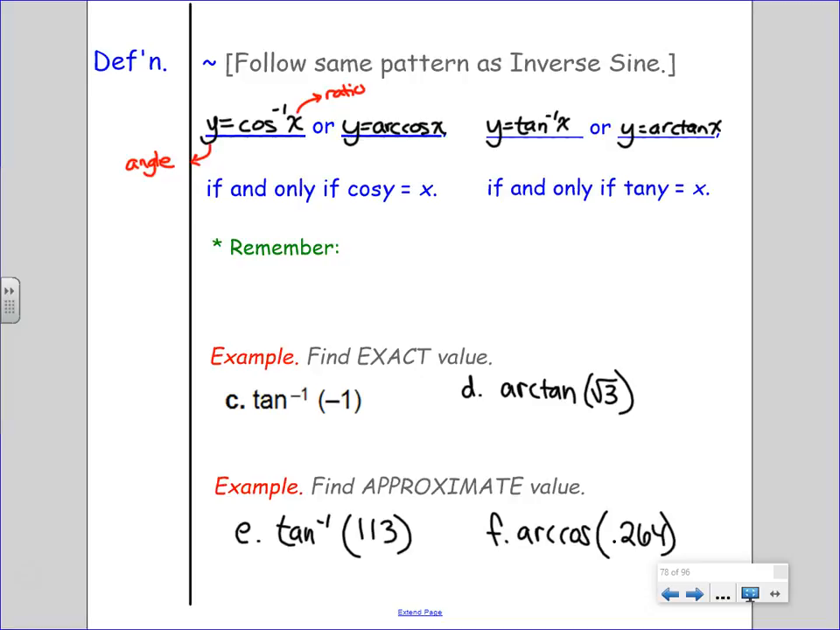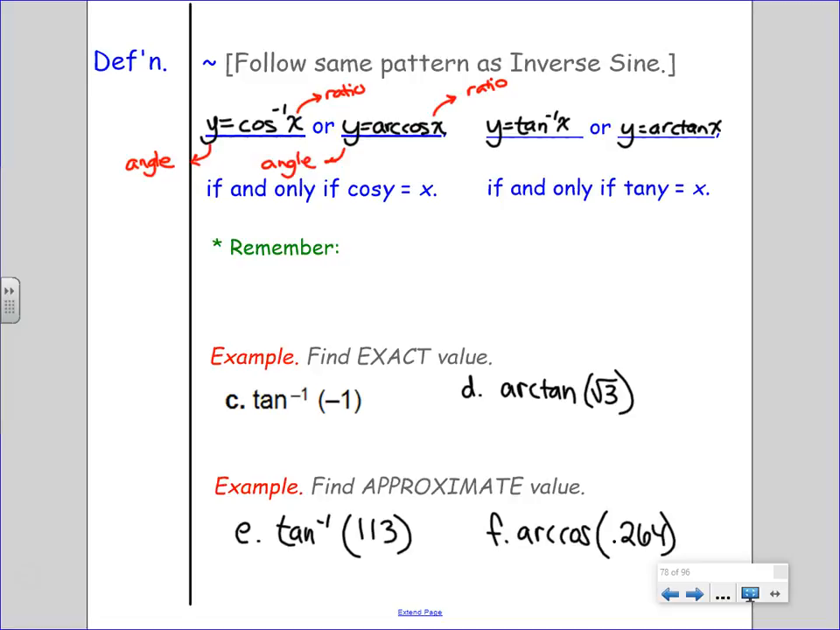But if it's unit circle, I'll know it, because I'll just go backwards from the unit circle. If it's 50 numbers, well, I'll have to use my calculator. Give me a ratio, I'll give you an angle. And guys, one more time, whether it's arc cosine or whether it's cosine with a little -1, that does not mean the reciprocal. They both mean the same thing. We're going backwards. Give me a ratio, I'll give you the angle.